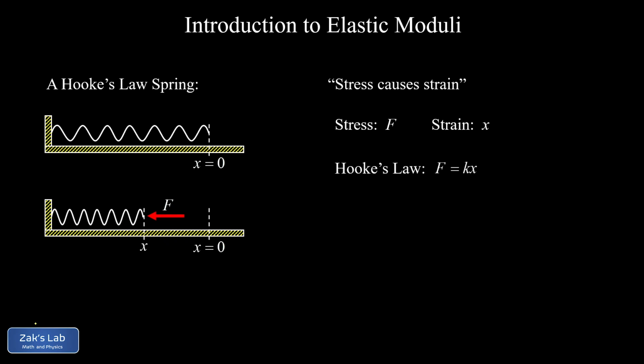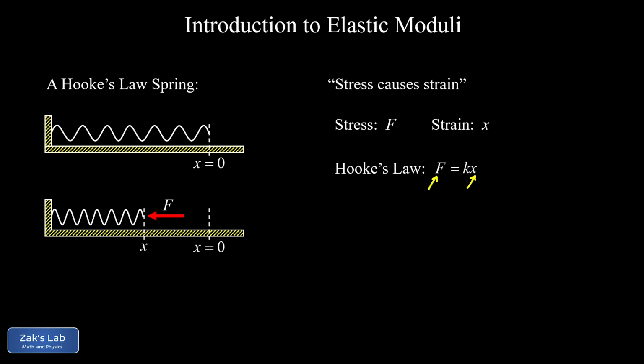That's just F equals kx if we ignore the minus sign for a moment and just look at this as a relation between the magnitude of the force and the magnitude of the compression. So there's a stress, that's F, causing a strain, that's the x. And that k, again, is a measure of the stiffness of the spring. If k is bigger, then it takes a bigger force to get the same compression x, or we could say the same force causes a smaller compression if k is bigger.